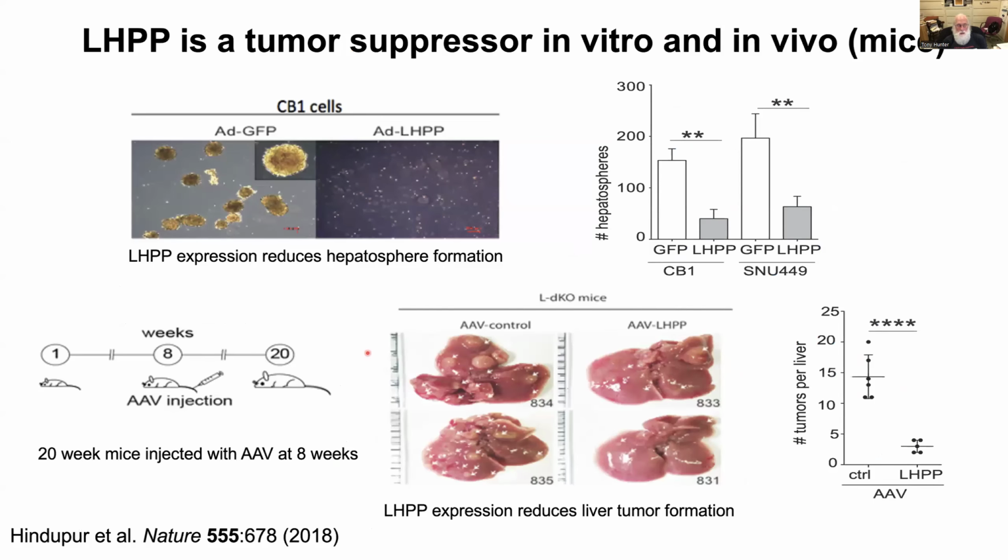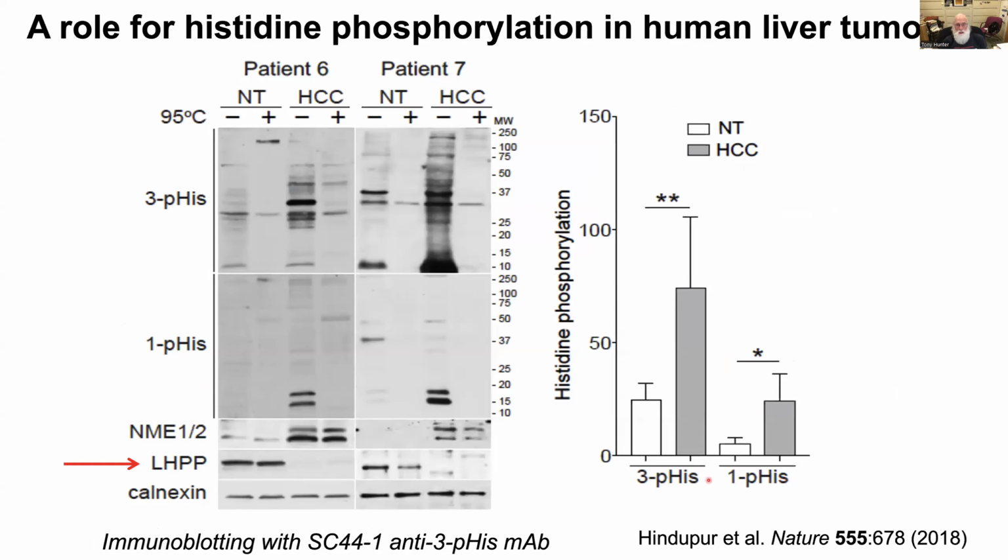They went on to show, by re-expressing LHPP in the liver of these mice using an AAV vector, that this decreased the number and size of tumors quite significantly, suggesting that LHPP might be acting as a tumor suppressor. And importantly, they went on to show that in hepatocellular carcinoma patient tissue there were high levels of 3-phosphohistidine and 1-phosphohistidine, and here you can see the very low levels of the LHPP phosphatase. So again, a 2 to 3-fold increase.